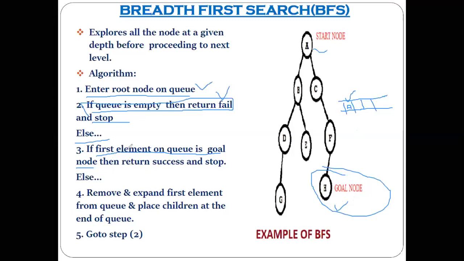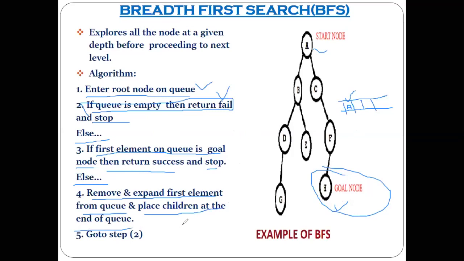So here what is being written in the algorithm? If the first element on the queue is the goal node, then return success and stop. But A is not the goal node, so we cannot return success and stop. You have to go to the else part. What is the else part saying? Remove and expand the first element from the queue, and place children at the end of the queue.